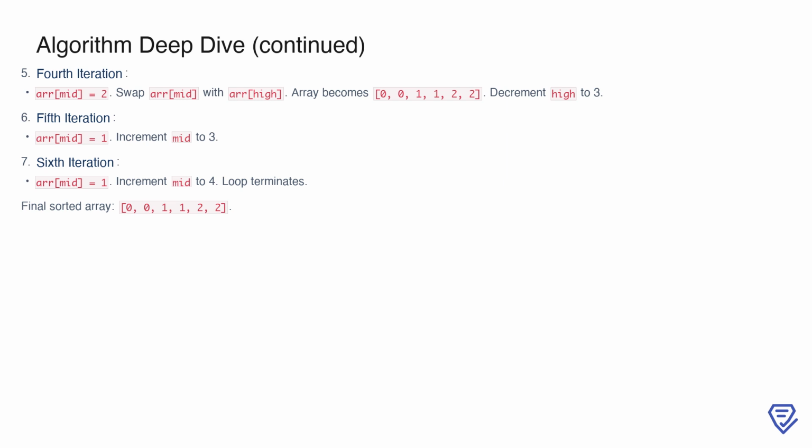Similarly, in the sixth iteration, the value at mid is still 1, so we increment mid to 4. At this point, the loop terminates because mid is greater than high. The final sorted array is 0, 0, 1, 1, 2, 2, demonstrating how the algorithm efficiently organizes the zeros, ones, and twos in a single pass.